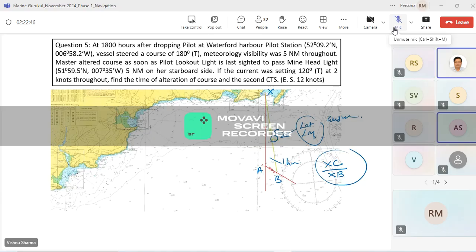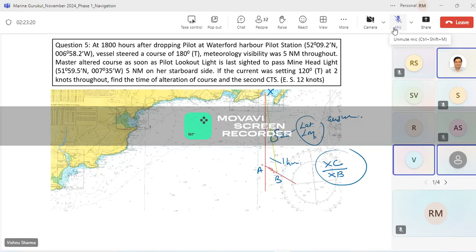And what is he talking about the alteration? What is the next course? Just look at the question further. He alters course to 120. What does he do? He alters the course to starboard, 5 nautical miles to starboard side. What do you mean by starboard side? To pass the mine head light. You're not reading the full thing. To pass the mine head light 5 nautical miles on the starboard side.